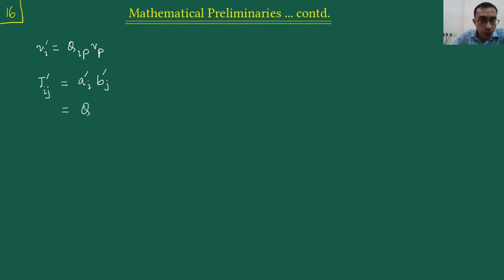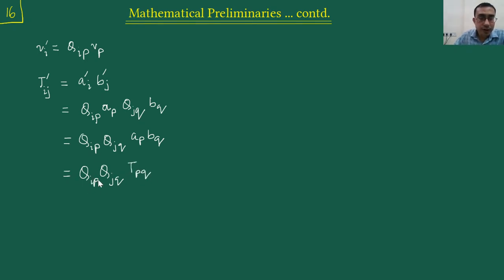So this one will be qip ap. And for the bj dash, let us use another letter for the second index, so this is qjq bq. All right, so let us take the q's to one side, qip, qjq, and the ap and the bq are together. Now, this particular combination apbq will be nothing but the second order tensor itself in the x1, x2, x3 coordinate axes, so this will be just tpq.